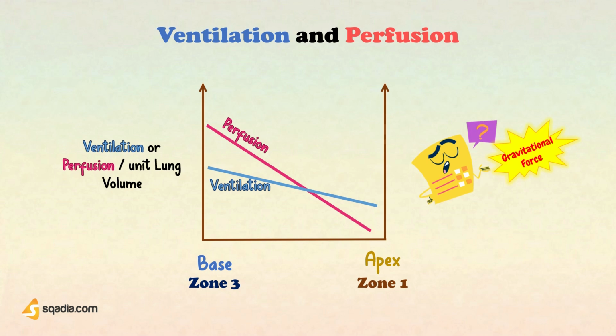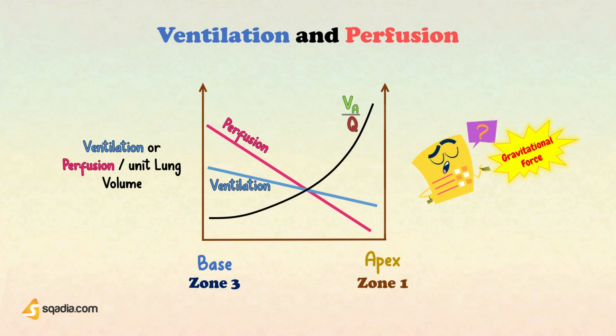Now, let's have a look at the resulting curve of VQ ratio shown here in black. You can clearly observe that the ventilation-perfusion ratio or VQ ratio is decreasing from apex to the base of the lung, being highest at the apex and lowest at the base. Now, any mismatch between ventilation and perfusion will affect the ventilation-perfusion ratio.